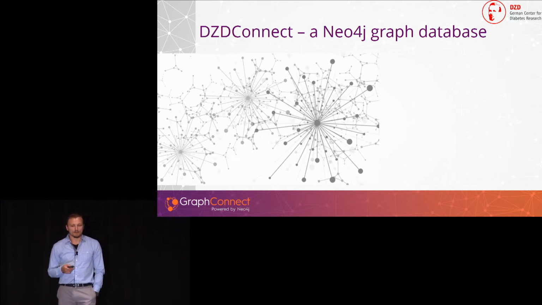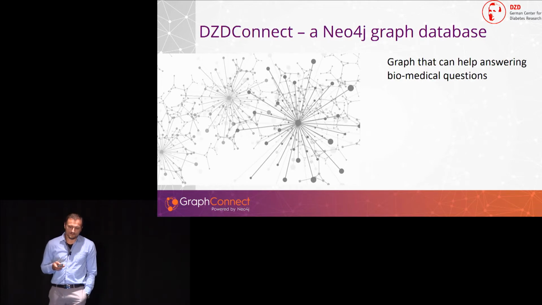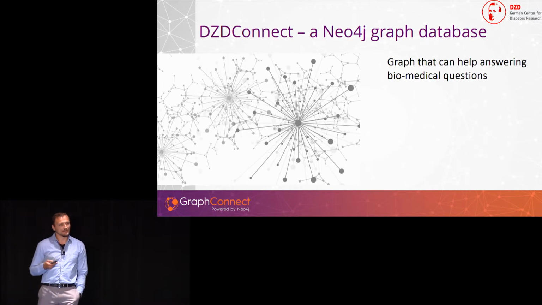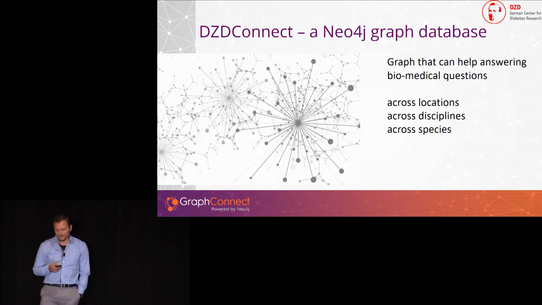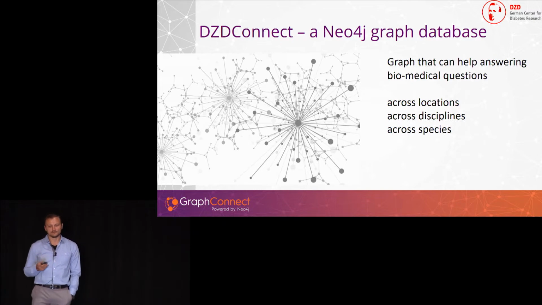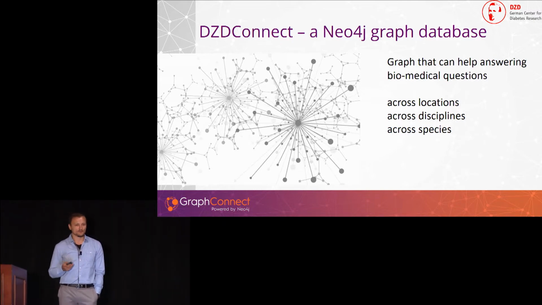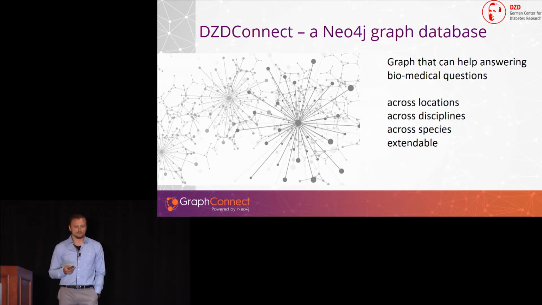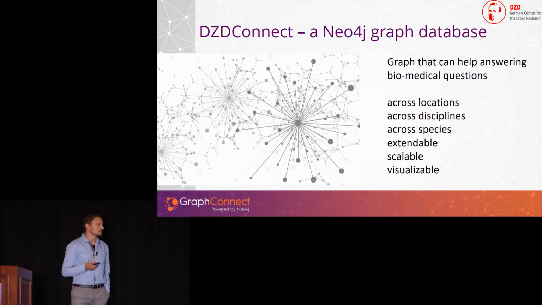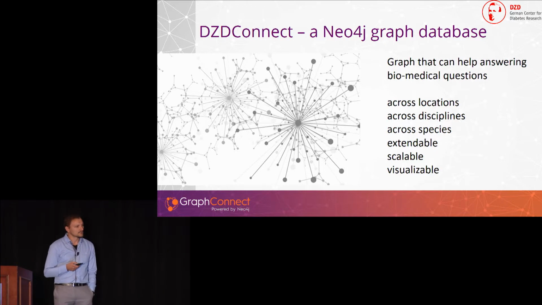And now this graph database helps our researchers to answer biomedical questions. These questions can be answered across the locations. As I said, we have more than 10 different locations in Germany. We can answer questions across disciplines and across species. This database should be extendable, scalable, and this is one of the main features why we like graph databases so much. We have a visualization coming with it.